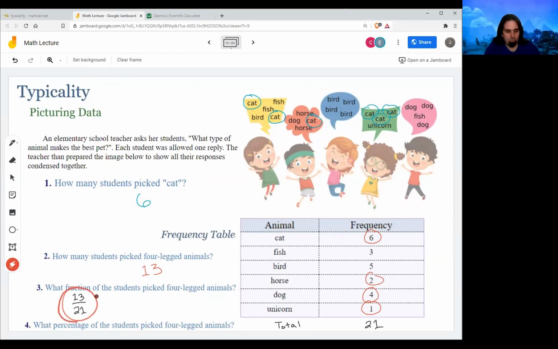Don't make this harder than it is. You've done this a bunch. Fraction to percent.